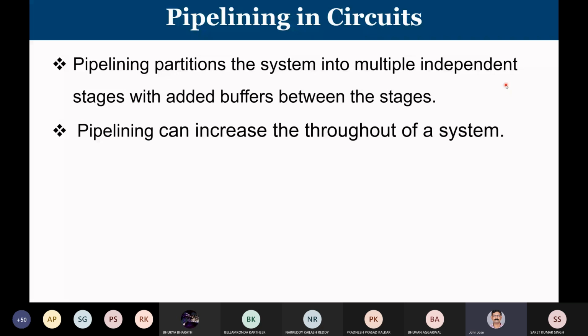Just a quick question. Can you see the slide now? Is the slide in the full screen mode? Yes, sir. Okay.